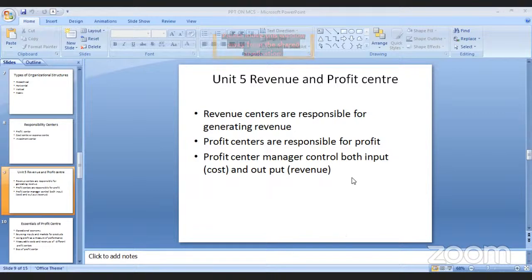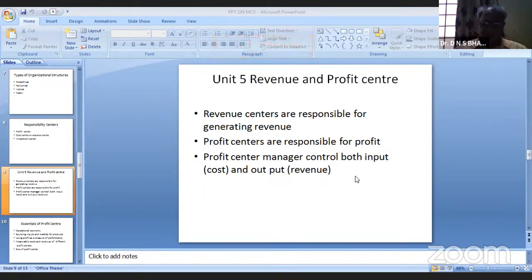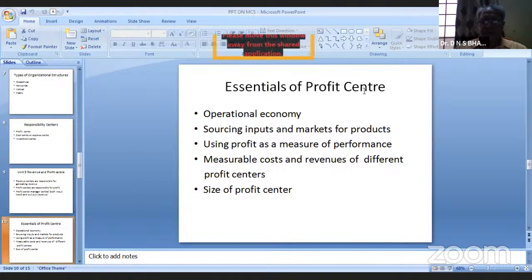So the profit center manager controls both the input, that is cost data, as well as the output, that is revenue data. Now this is the most important essay type question, the essentials of a profit center. You will get an important question: explain the profit center and what are the essentials of a profit center. First you define what is the profit center, and then explain about cost center, then explain about revenue center, and then go to the essentials of a profit center.